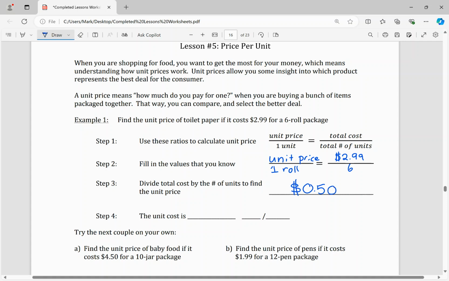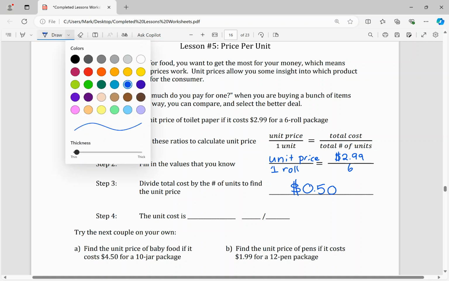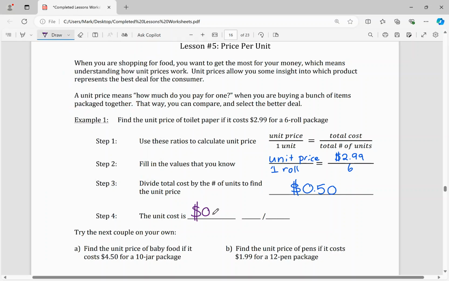So what that means is that we are paying 50 cents per roll. Okay? Each roll of toilet paper in this package costs us 50 cents. Now you can write per 1 roll, but it's implied. So I'm going to leave that blank. 50 cents for 1 roll.